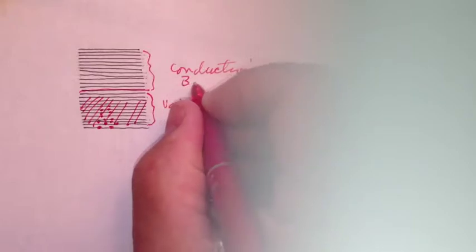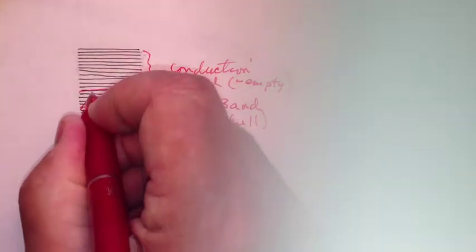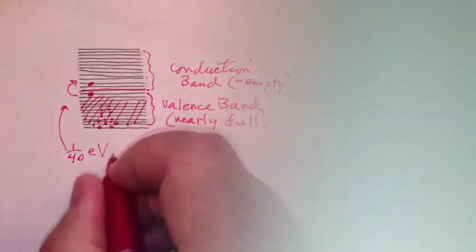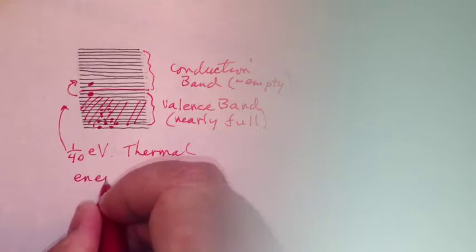For electrons to move around the crystal, they have to take on additional kinetic energy. That means they have to occupy higher energy states in the conduction band. At room temperature, there is enough energy, 1/40th of an electron volt per electron, for plenty of the electrons to be in the conduction band.